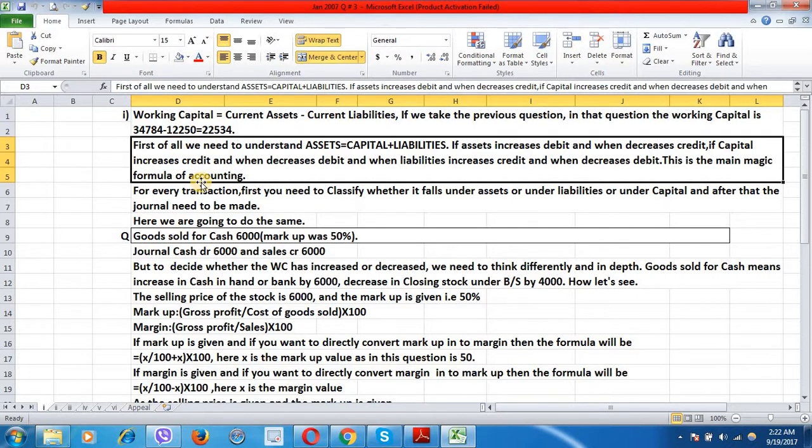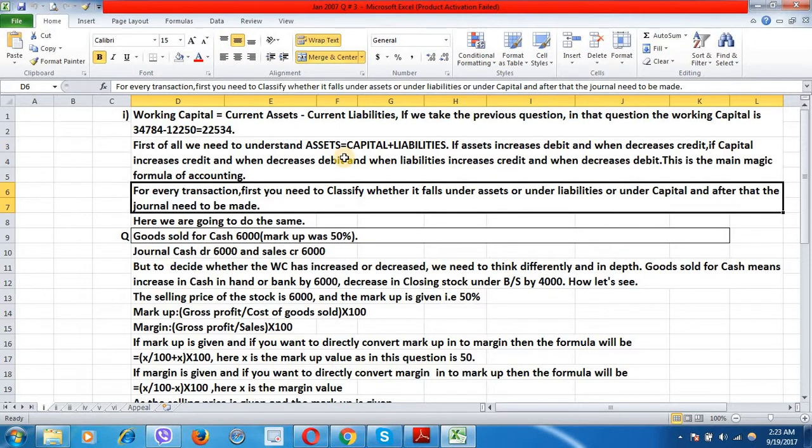First of all, we need to understand that assets equals capital plus liabilities. If assets increase, debit, and when they decrease, credit. If capital increases, credit, and when it decreases, debit. And when liabilities increase, credit, and when they decrease, debit. This is the main magic formula of accounting, the basic formula.